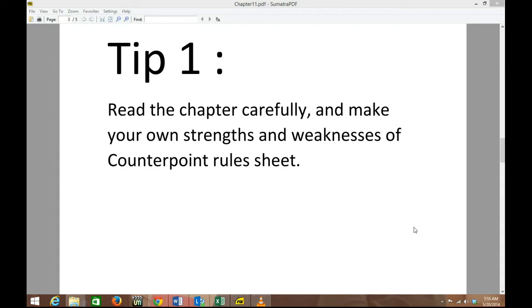I advise you to make your own chart of counterpoint strengths and weaknesses for the different forms of counterpoint. An example one is located in the supplemental folder, but it is most effective if you make your own from careful reading of the text.